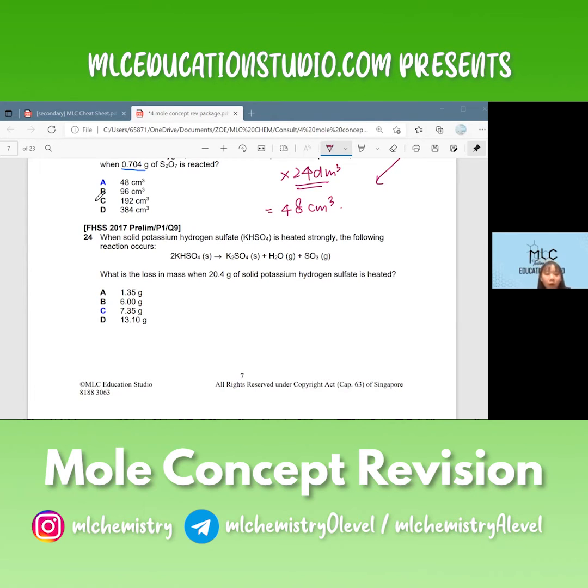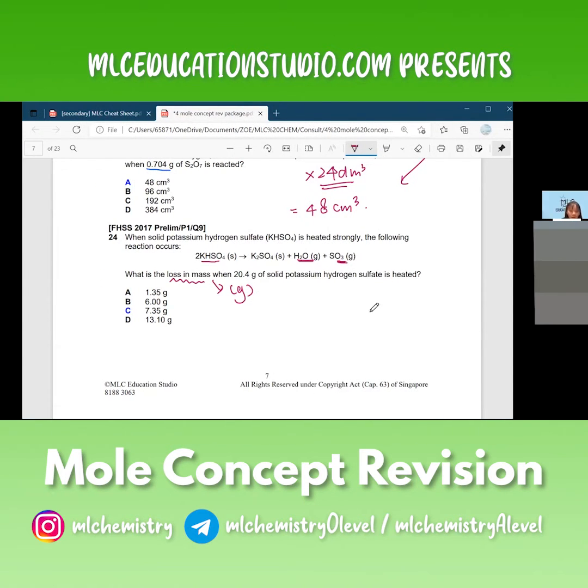Okay, we're on question 24, right? They tell you that this compound, KHSO4, was heated strongly and decomposed. The loss in mass, always remember, for decomposition is always your gas. The loss in mass when you heat is always the gas. From the equation, we realize that we have two gases. So the loss in mass will be these two gases. You have two ways to do it. You either calculate the mass of this and minus it off from the 20.4, or you calculate the mass individually for H2O and SO3.